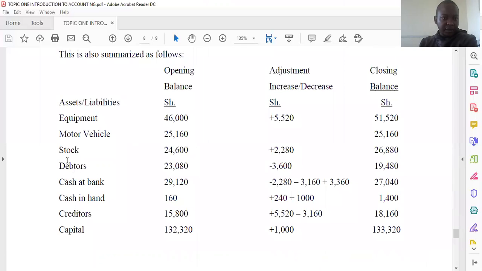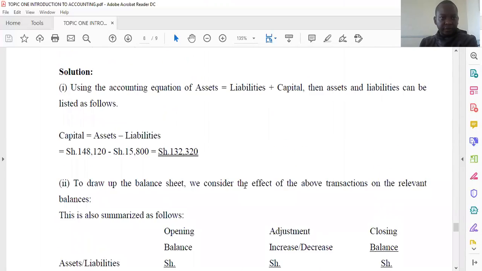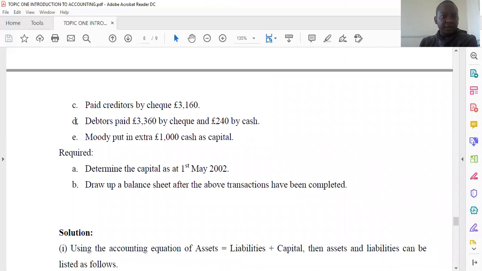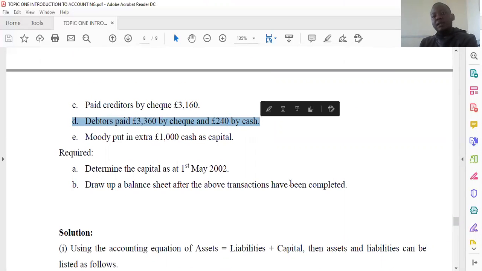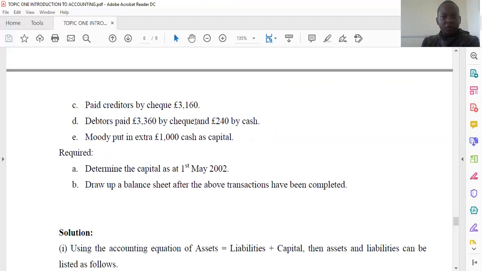So as you can see, for creditors, we've minused that 3160, and in the bank, we've also minused that 3160. We move on to the next. Debtors paid 3600 by check and 240 by cash. So these are two transactions. We first deal with up to where I've highlighted.